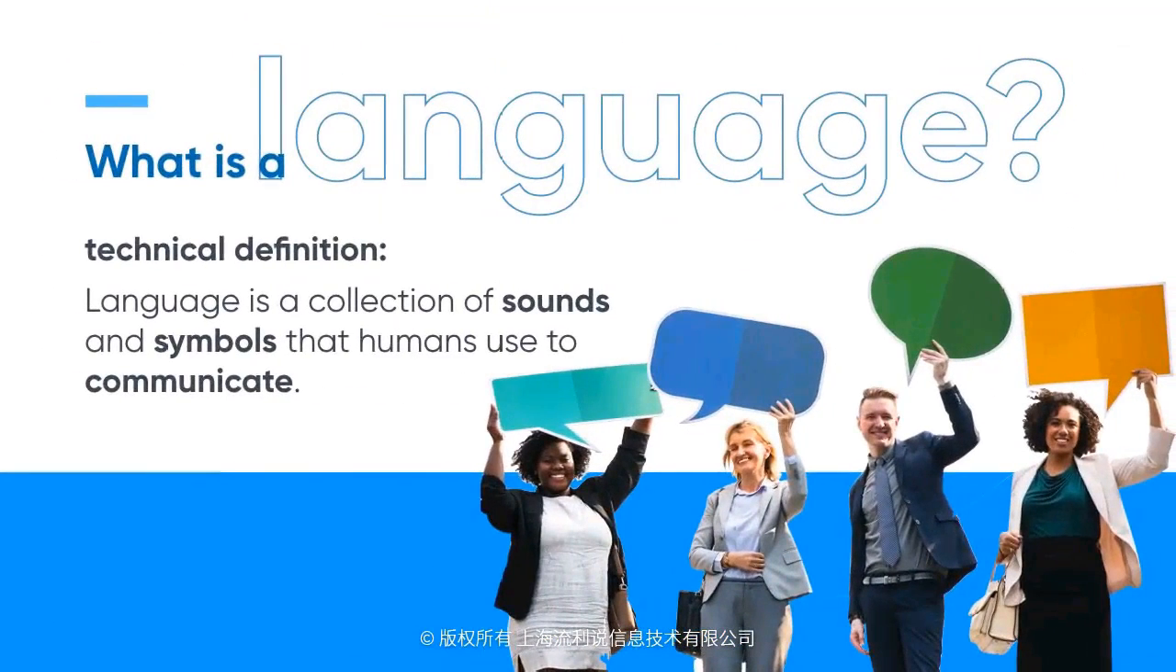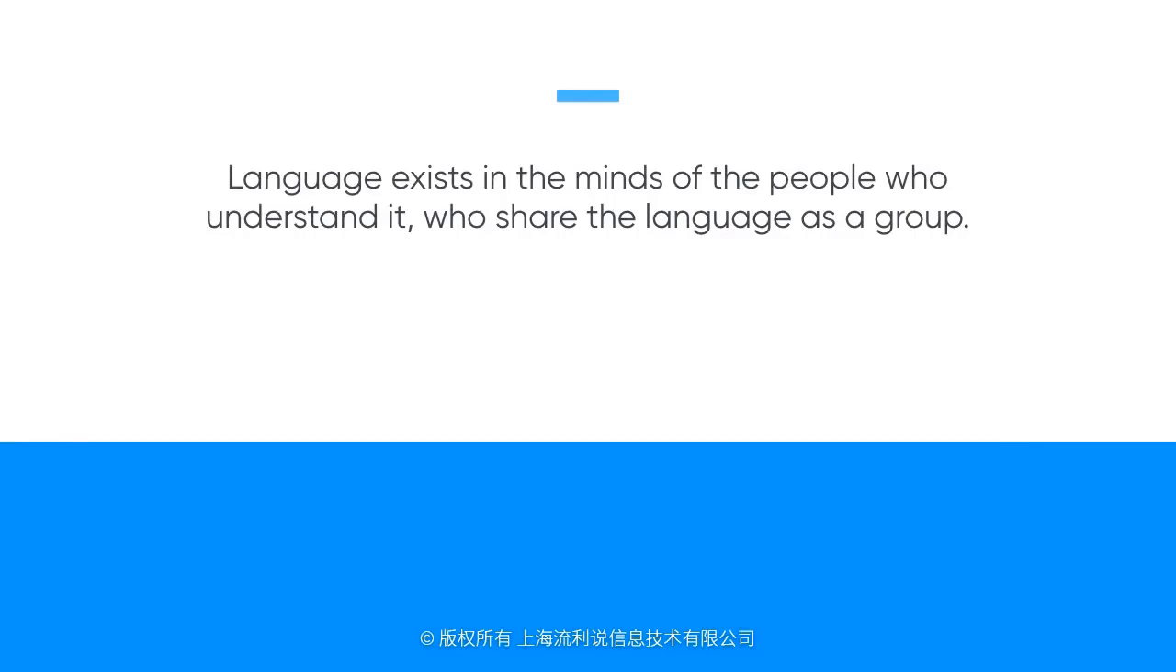What is a language? The technical definition is that a language is a collection of sounds and symbols that humans use to communicate. But is language more than just a tool? Language exists in the mind of the people who understand it, who share the language as a group. People in different language regions communicate with each other using language throughout their lives.